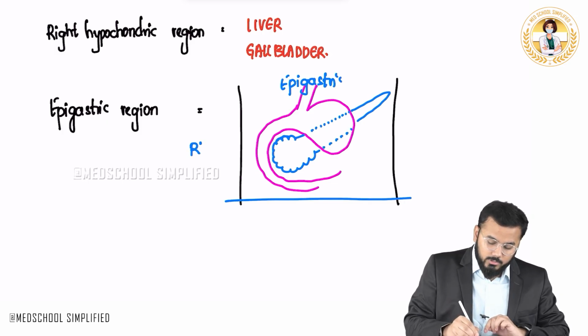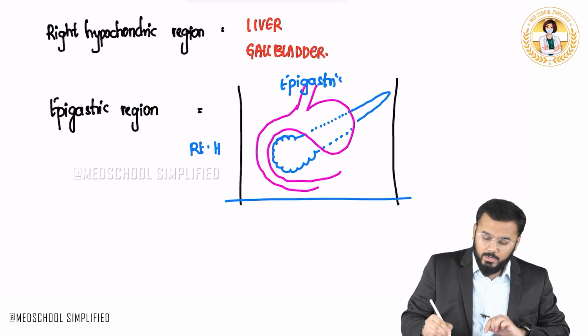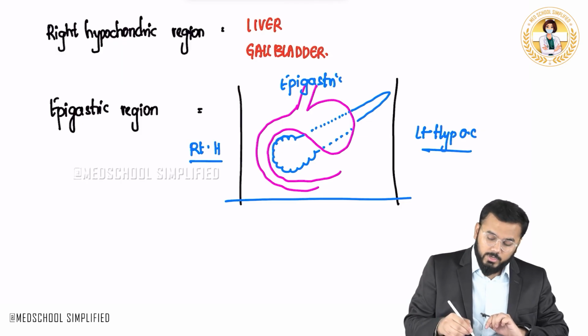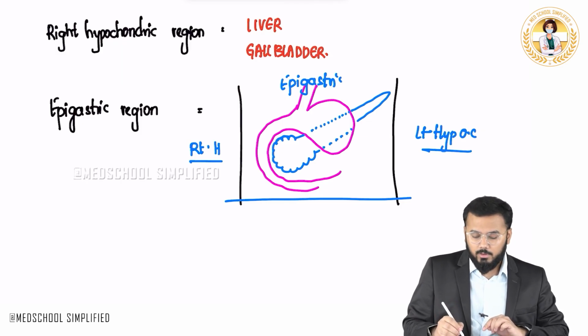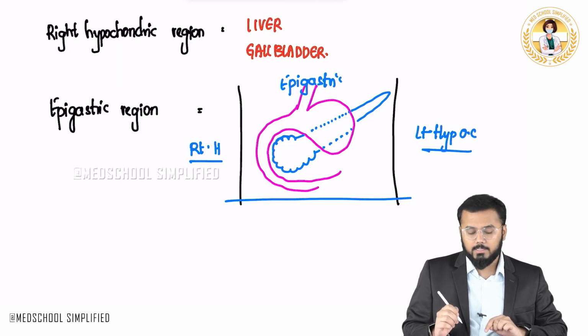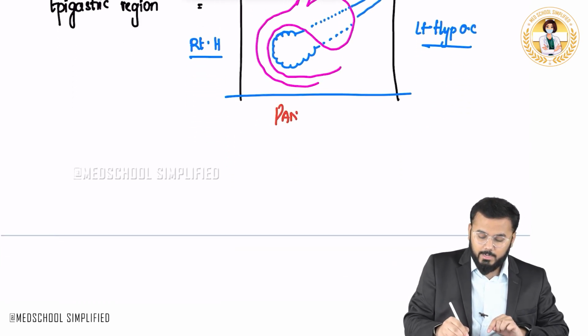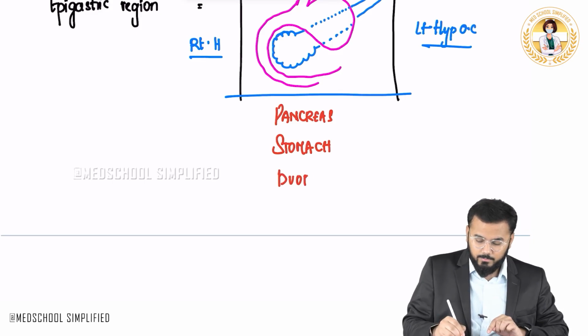So this is your right hypochondriac region, and this is your left hypochondriac region. Exactly in the center, what do you have? You have your stomach, your pancreas, as well as the duodenum.